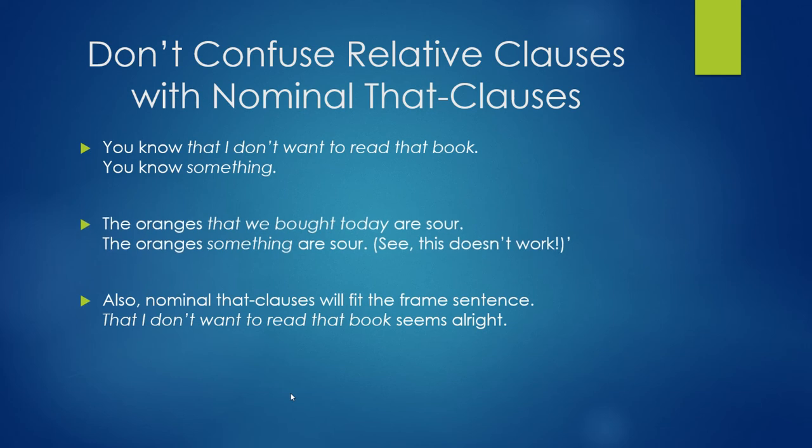But let's look at this next one. The oranges that we bought today are sour. The oranges are something or sour? Well, that doesn't work. Further, we see here that the word that follows this noun, oranges. Oranges is an antecedent. Then thirdly, nominal that clauses will fit the frame sentence. That I don't want to read that book seems all right. That we bought today seems all right does not work. So here are some ways that you can distinguish the nominal that clauses from the relative clauses.